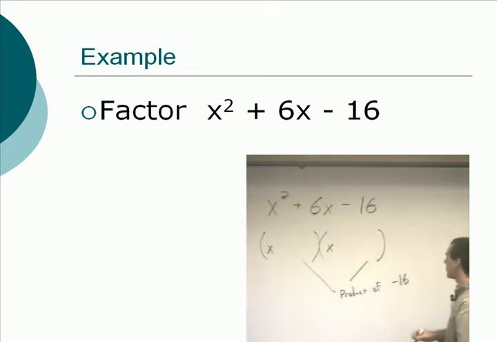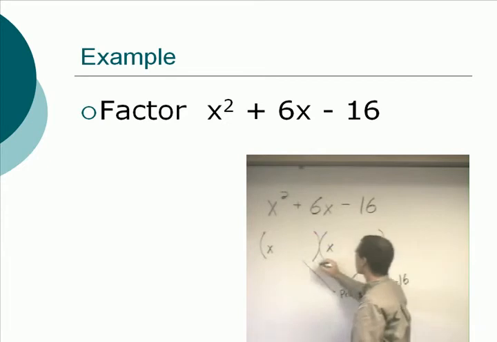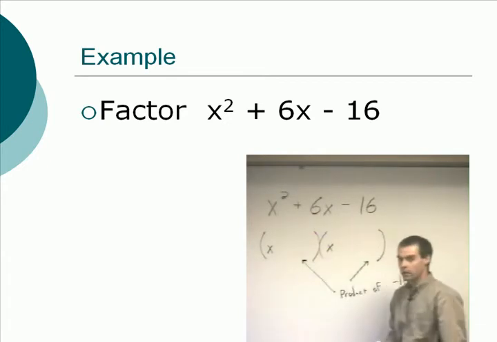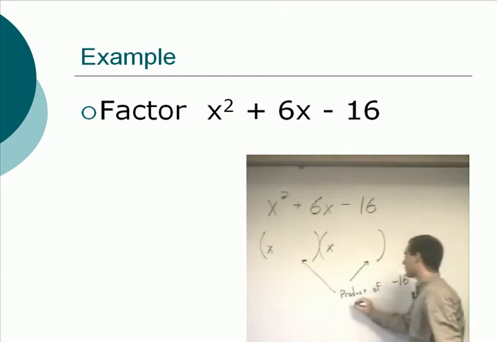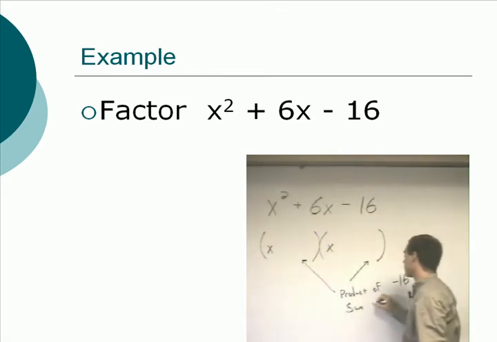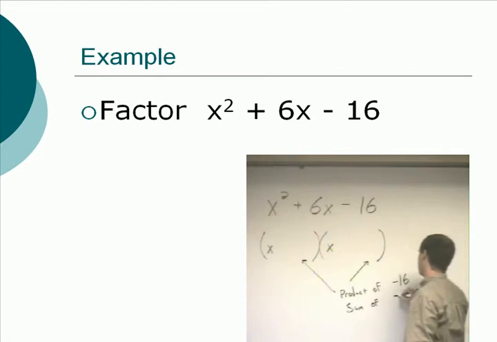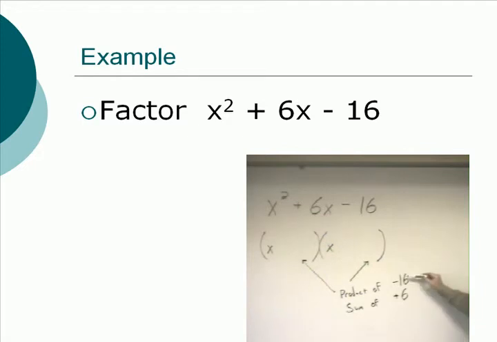Yep, they have to have a product of negative 16, and because of the O and I in FOIL, they have to add up to 6. So they have a product of negative 16 and a sum of positive 6. So what you start doing is running numbers through your head. You're looking for factors of 16. How can you break up negative 16 into 2 numbers that will add up to 6? Well, 8 and negative 2.